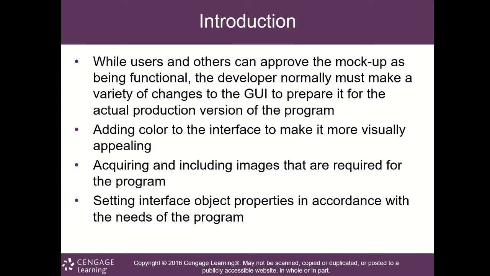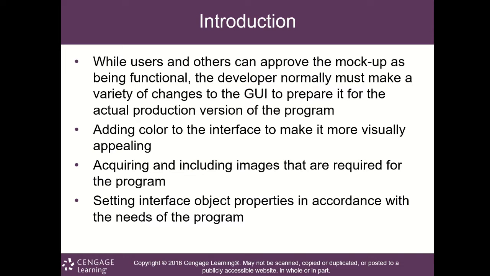So, let's jump into the introduction. The users and others can approve the mockups as being functional, right? When they do that, the developer normally should make a variety of changes to the GUI to prepare it for the actual production version of the program. This includes adding certain colors to the interface to make it more visually appealing, and more importantly, to meet the accessibility requirement.